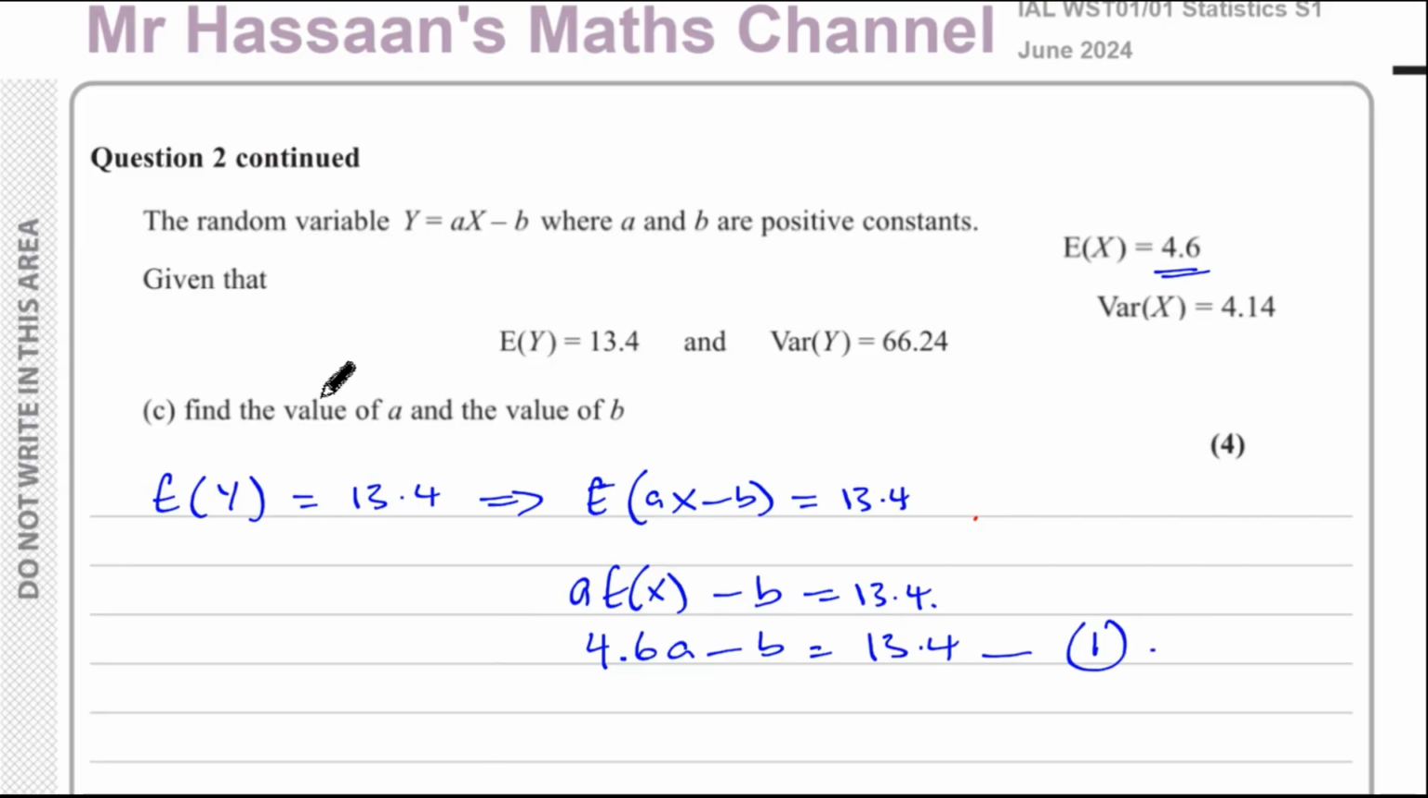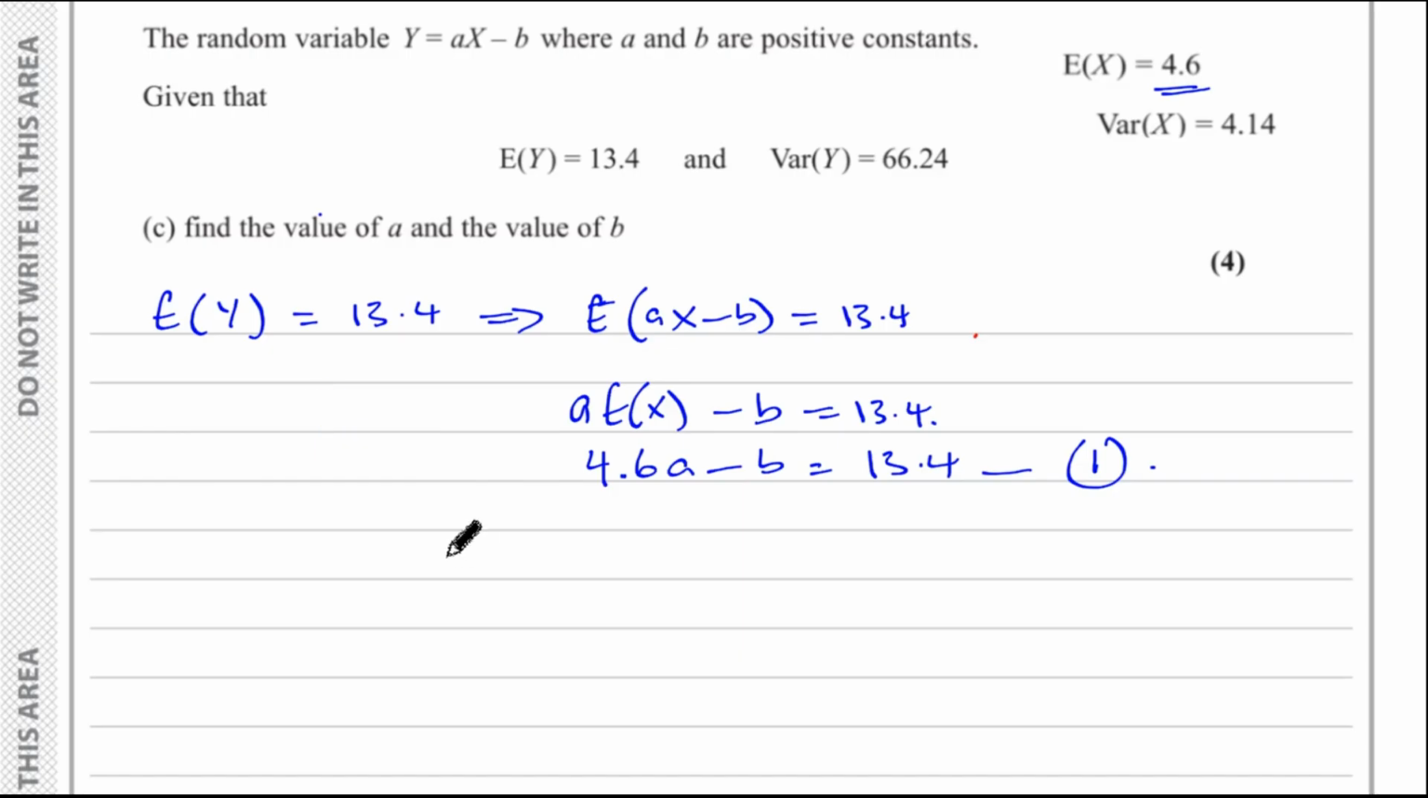Now we can do the same thing here with the variance of Y. So we know that the variance of Y is equal to 66.24. So we can replace Y with aX minus b.